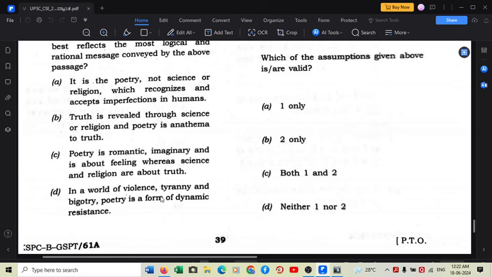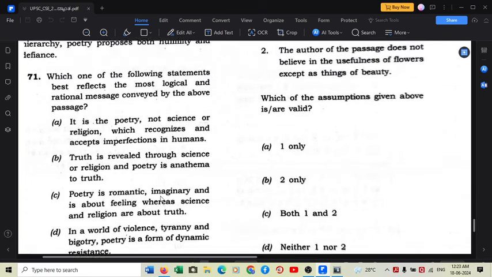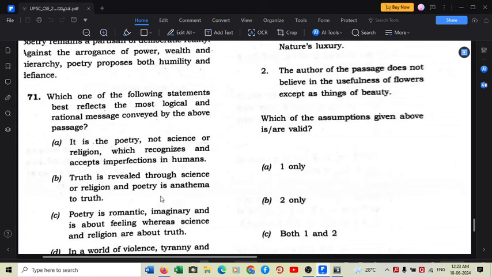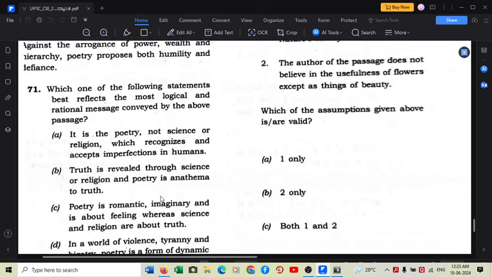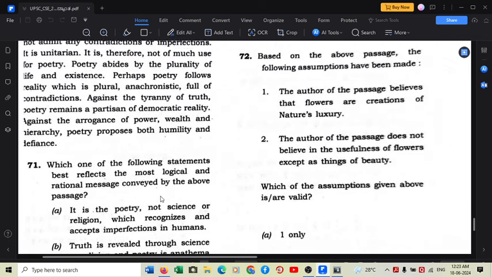Option A. It is the poetry, not science or religion, which recognizes and accepts imperfections in human beings. Science or religion leads to more power-centric approaches in life. But poetry is more inclusive, more anachronistic, more broad, and as the author is talking about, poetry proposes both humility and defiance. Definitely, poetry will accept imperfections in humans also. Okay, so option A seems to be the right answer. 71, option A.